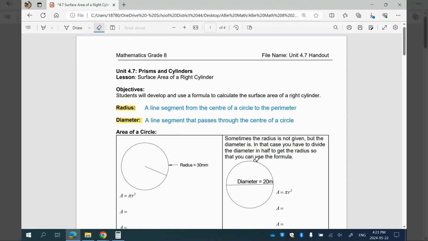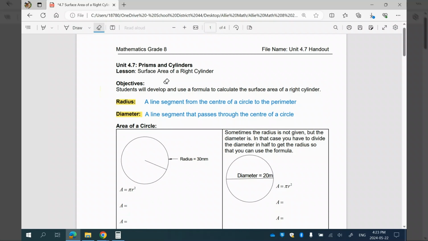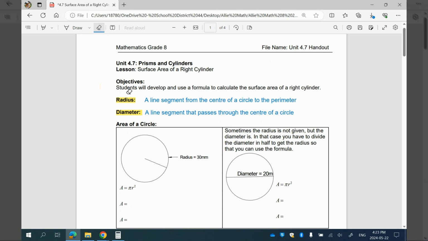Hello everybody, here we are, 4.7 surface area of a right cylinder. The objectives: the students will develop and use a formula to calculate the surface area of a right cylinder. If you could start with these two definitions, that'd be great. So please write these down: definition of radius and definition of diameter.